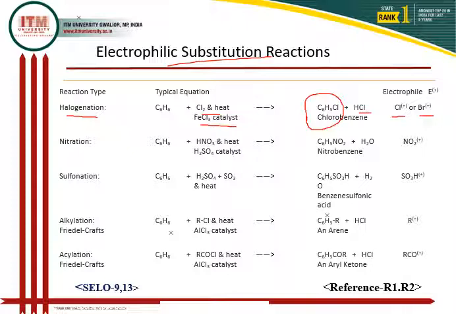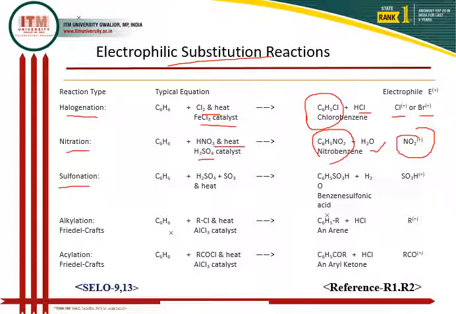Nitration is also one of the important electrophilic substitutions of the aromatic hydrocarbon. It undergoes nitration in the presence of sulfuric acid and nitric acid. So we have nitrobenzene. Here the electrophile is NO2 plus. So hydrogen is replaced to form water.